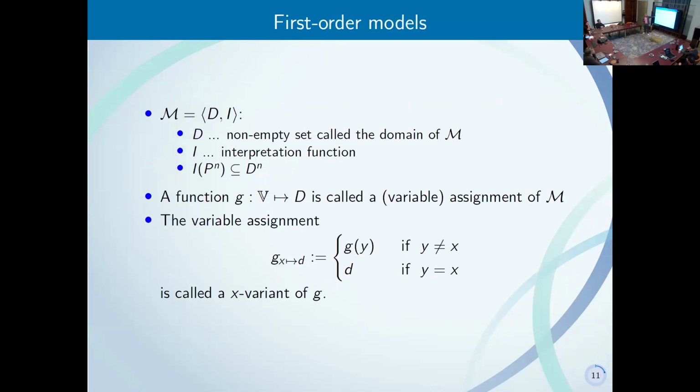How do standard first order models work? We have an interpretation function, which interprets every n-ary predicate symbol as a subset of the domain that we have here. And we have a variable assignment, which assigns to each variable an element of the domain.